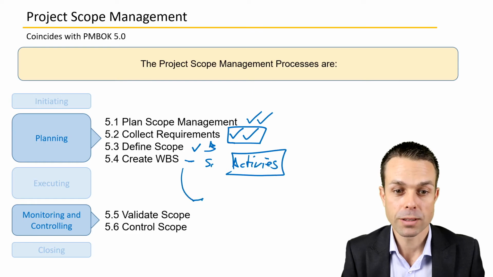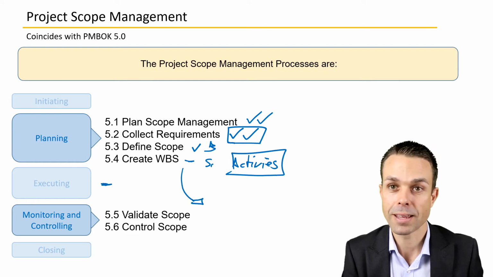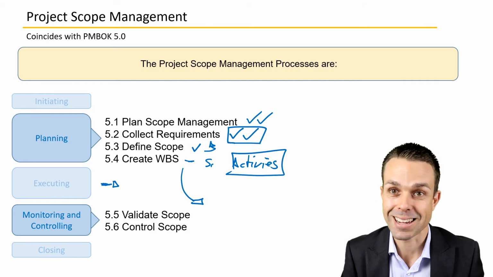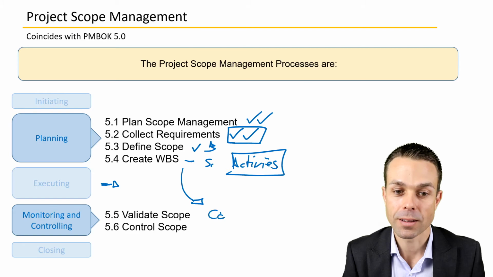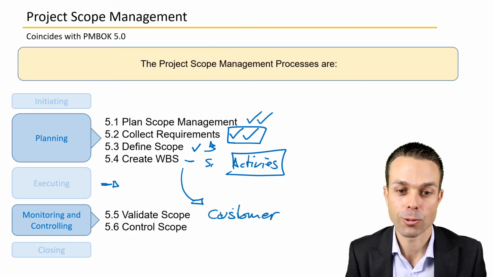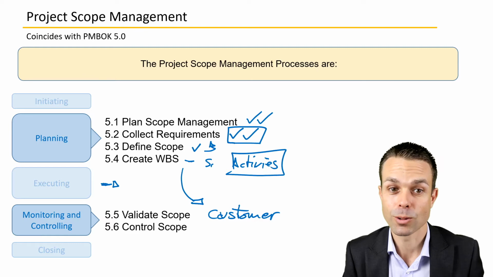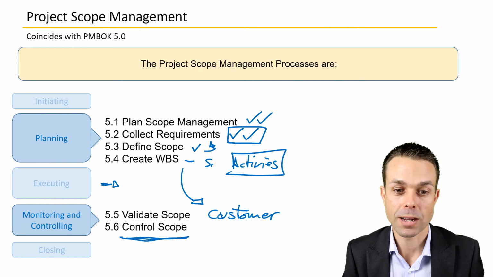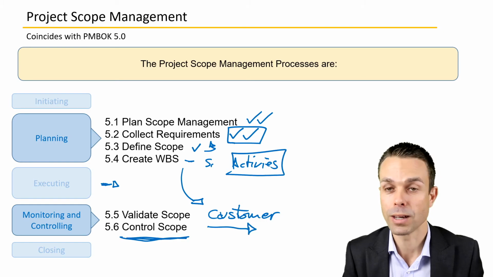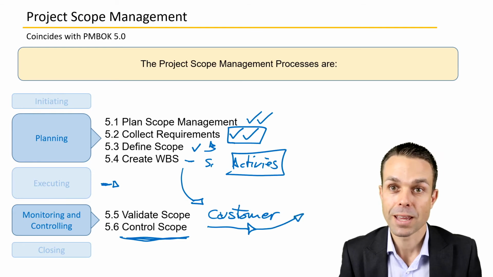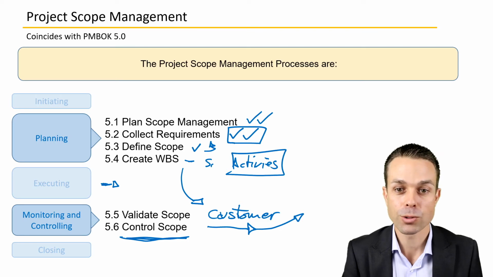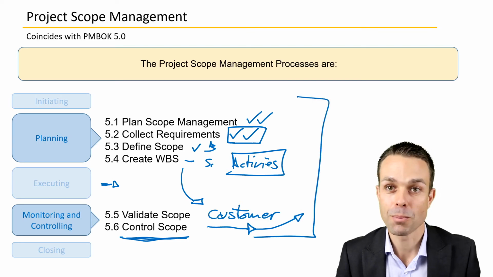Then, once we've delivered them, as you can see, there's nothing in executing. So executing the project work happens outside of this knowledge group. But once we have executed all of those deliverables, we need to validate that scope. So the customer needs to say, yes, this is the right specifications, and they're accepting those deliverables. And then we also need to control scope. So we need to make sure that it stays on track. Is it what we wanted to deliver? Does it need to change? If it needs to change, we might need a change request as noted in our change management plan. And so those are all the processes as part of project scope management.